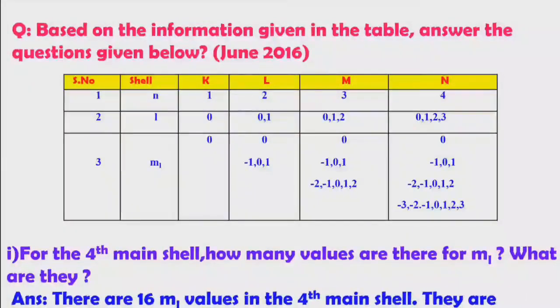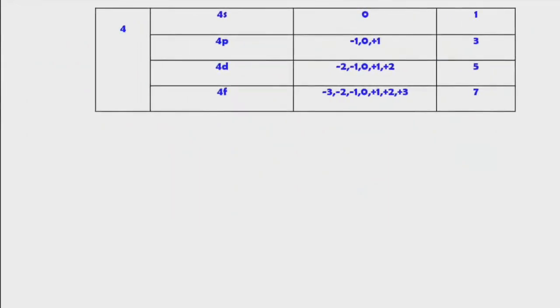For the fourth main shell, there are 16 ml values. They are 4s, 4p, 4d, 4f orbitals present in the fourth main shell. So for s orbital l value is 0. For p orbitals l value is 1. So ml values are minus 1, 0, plus 1.